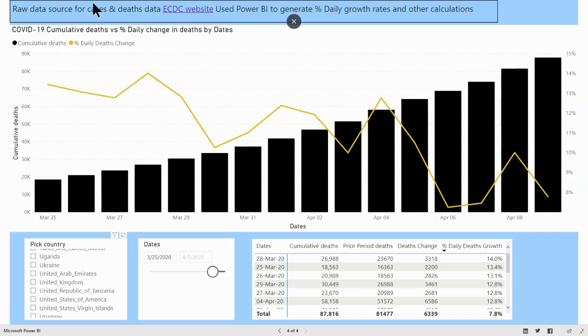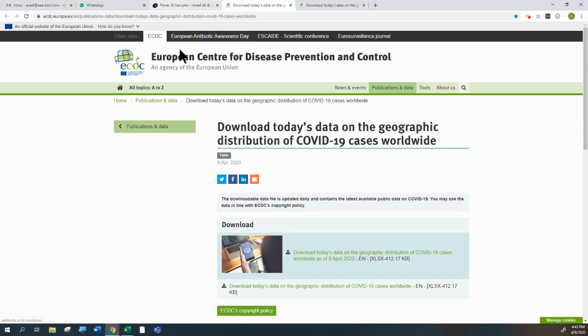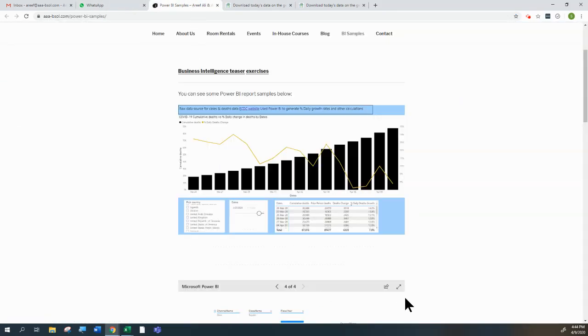The data for this came from the European CDC, Center for Disease Prevention. I would have taken their data dump, which they do daily on a cumulative basis, which is thousands and thousands of rows of data. And what I did basically just summarizes that into a report.